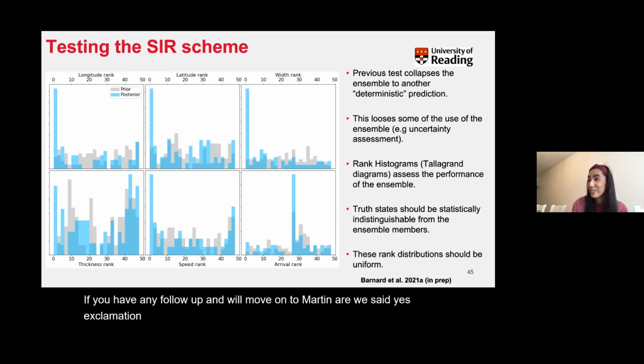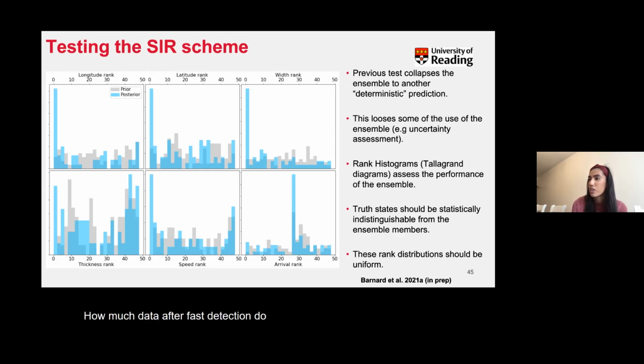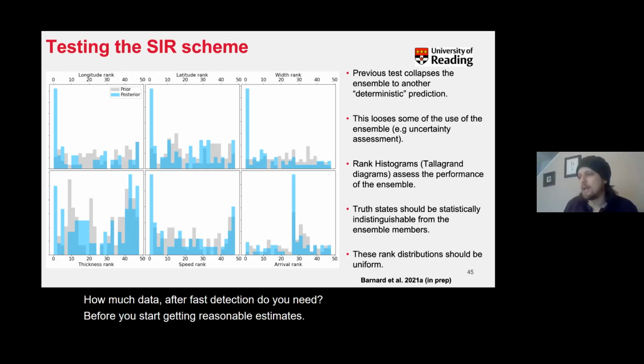Martin says, nice talk. Is the idea for the data assimilation that you could continue to update arrival time estimates and uncertainties in real time when observing a new CME? How much data after first detection do you need before you start getting reasonable estimates? So yeah, the idea is that the more data you assimilate, the better your forecast should get.